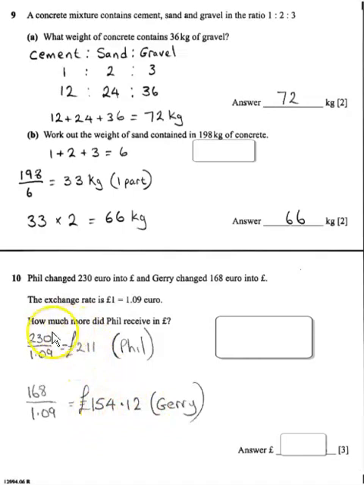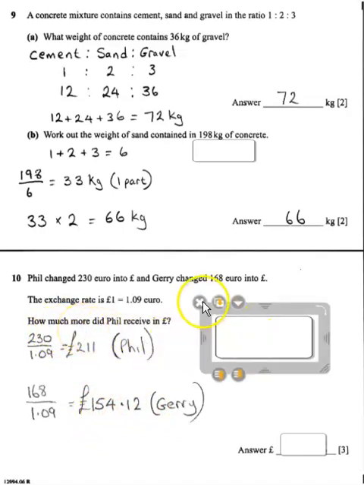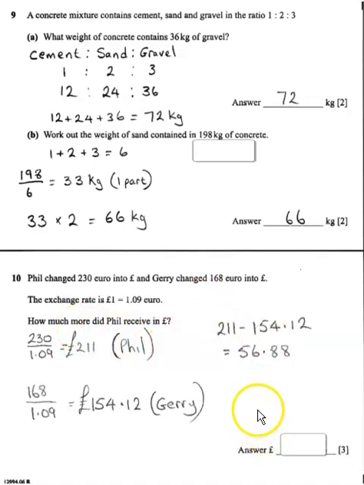Now the question asked, how much more did Phil receive in pounds? So what we have to do is find the difference. So it's 211 take away £154.12, and that's what we get, 56.88, and that is the answer.